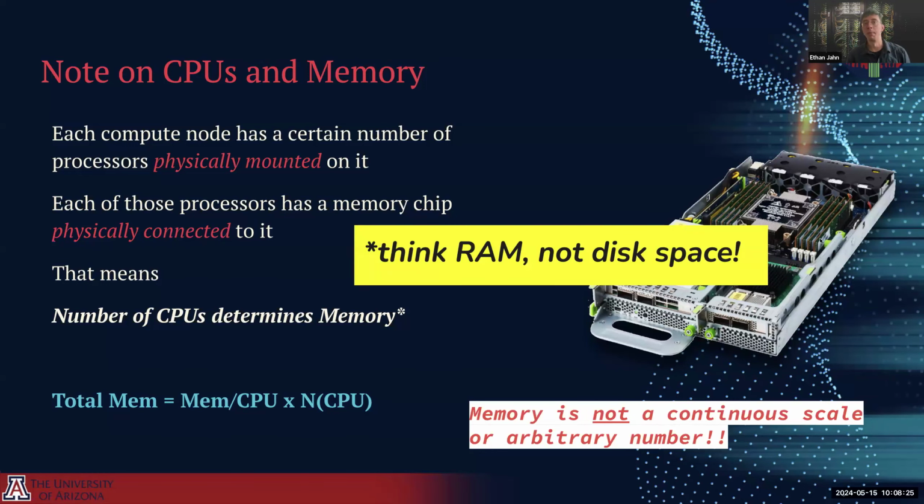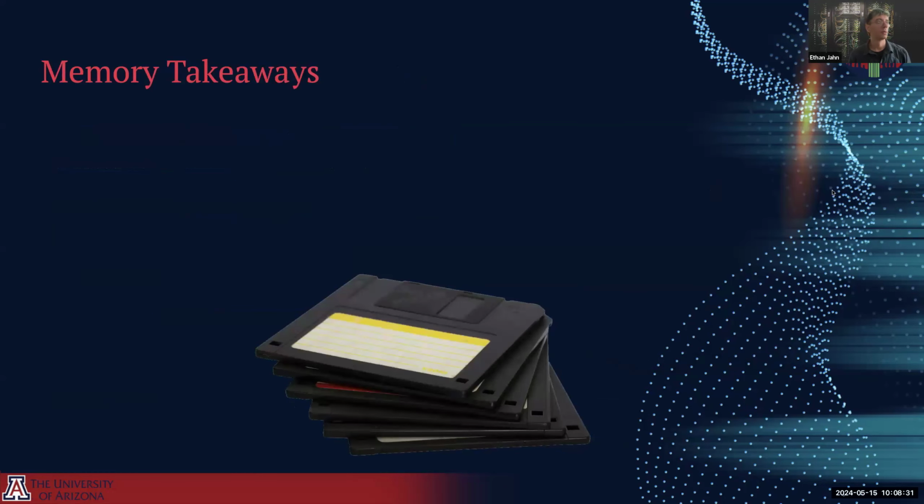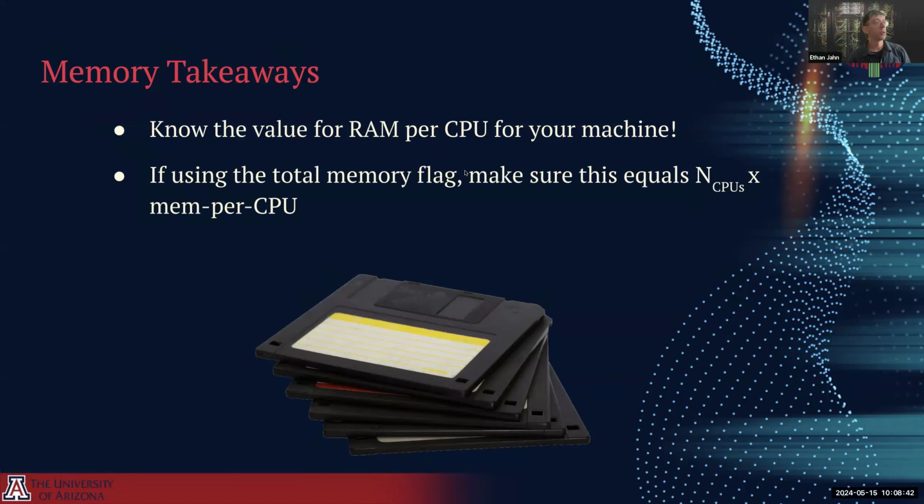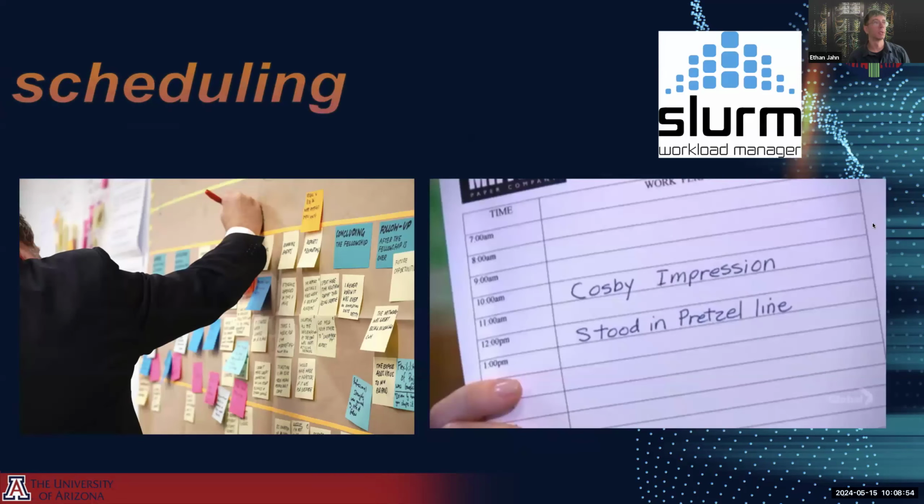And yes, think RAM, not disk space. Remember that all of the compute nodes have access to the same disk space. So, takeaways for memory: know the value of RAM per CPU for your machine, and these values are tabulated online for you. If using the total memory flag, make sure this equals n CPUs times the memory per CPU. And only input allowed values for memory per CPU.